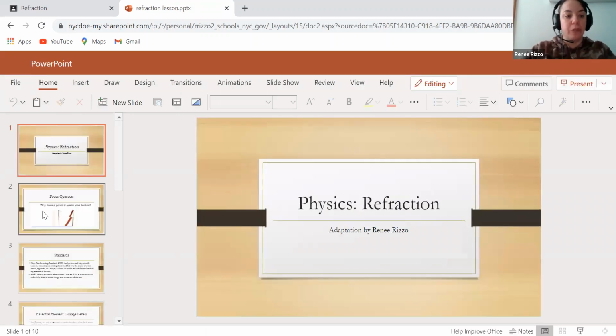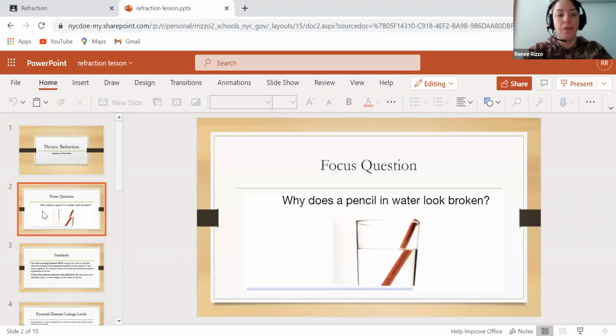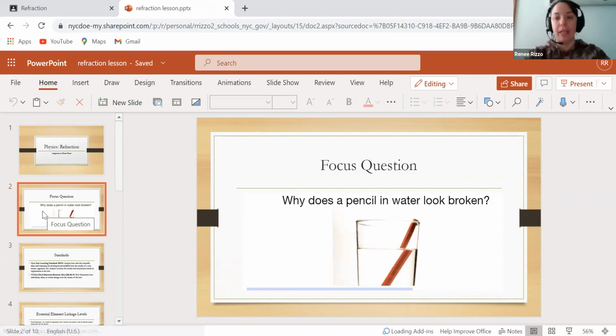Physics: refraction. The focus question is from the original lesson: why does a pencil in water look broken? The reason I chose this topic is that if you search online, there are various examples of this experiment done at different age levels. So it's an easy project to adapt for students at different levels developmentally, and there are many different directions you can go with it.